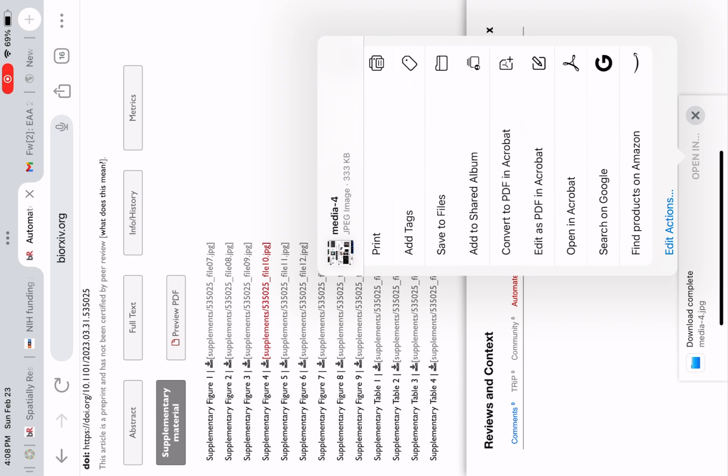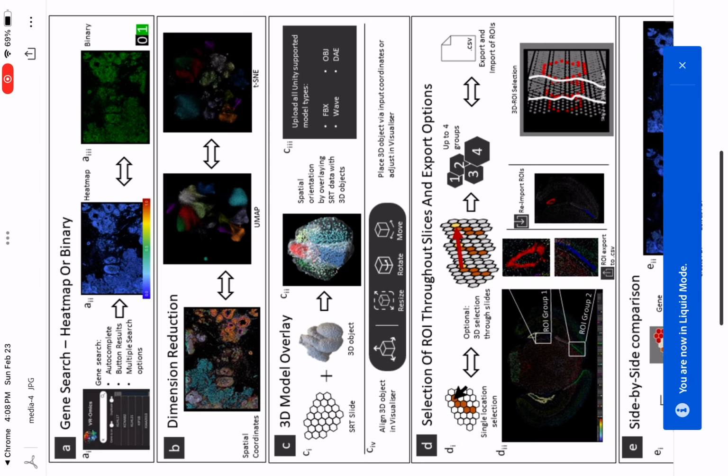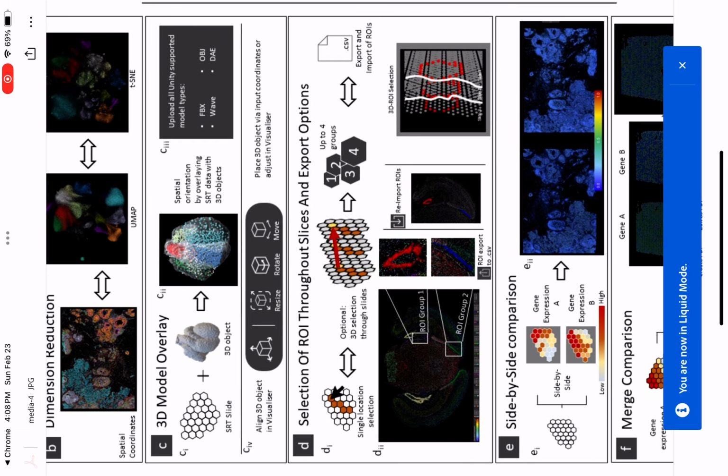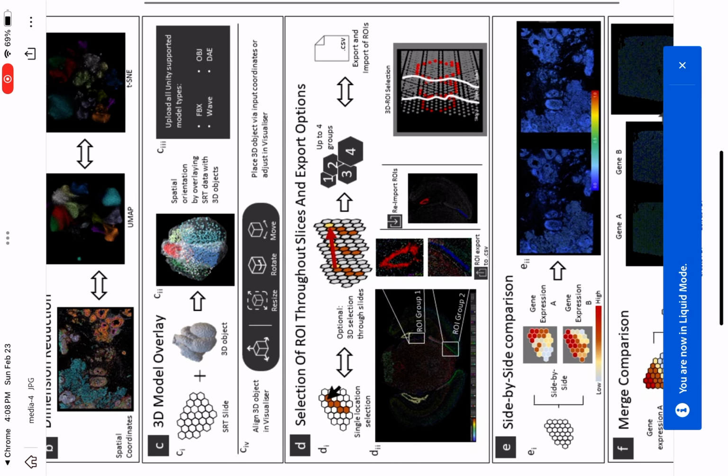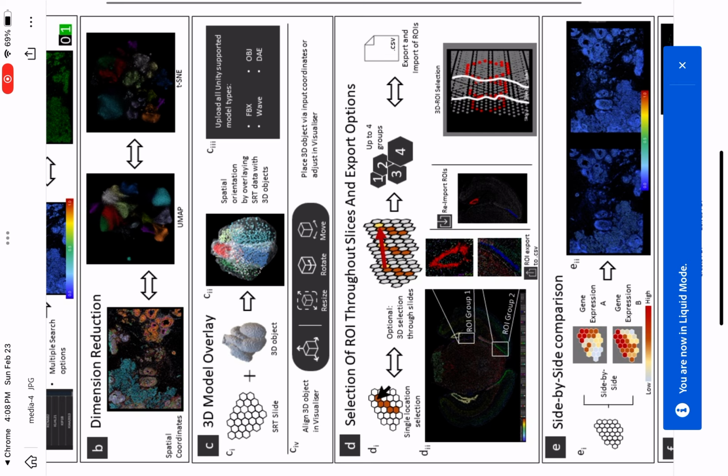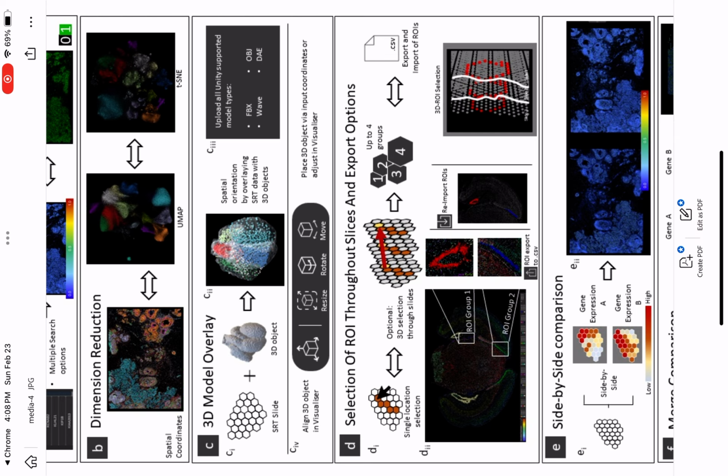Supplementary Figure 6d. When available, serial sections across a sample enable the uploading of a 3D model to improve spatial and anatomical orientation. Supplementary Figure 4c. With various adjustments available to align the 3D model with the dataset.